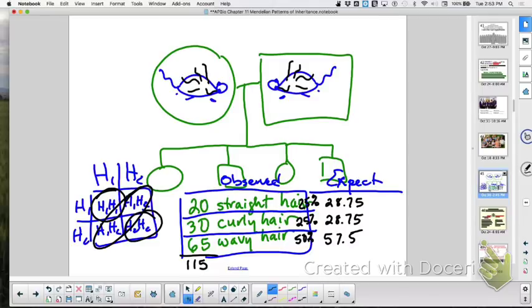Yes? How did you do that cross to figure out that you would... Oh, it's because we learned in class that wavy hair was incomplete dominance. And I'm telling you, these are two wavy-haired rats, so for them to be wavy, they'd have to be H1H2.